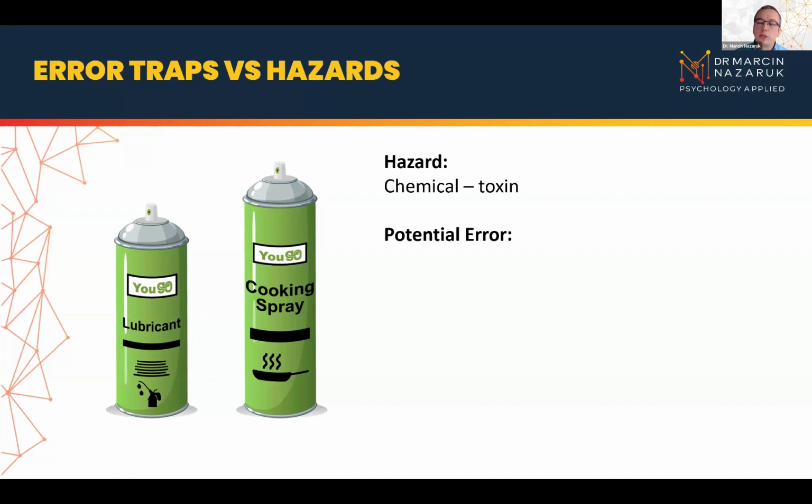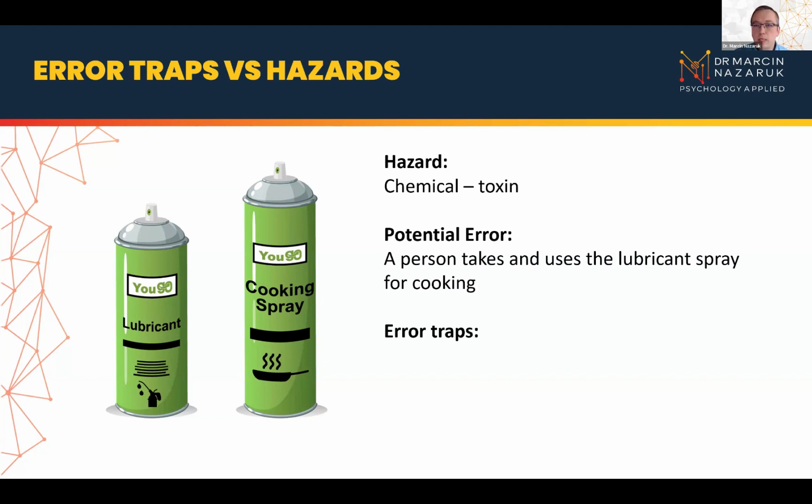Now, what could be the potential error in our scenario? The error being, oops, I didn't mean that, would be a person takes and uses the lubricant spray for cooking. And then what would be the error traps or error-producing conditions? So conditions that produce or create error. Here in our case, that would be spray bottles that look very similar. That visual similarity is a factor that significantly increases the likelihood of error. And this design consists of color, font, logo, black line, positioning, etc. So this is a simple everyday example.